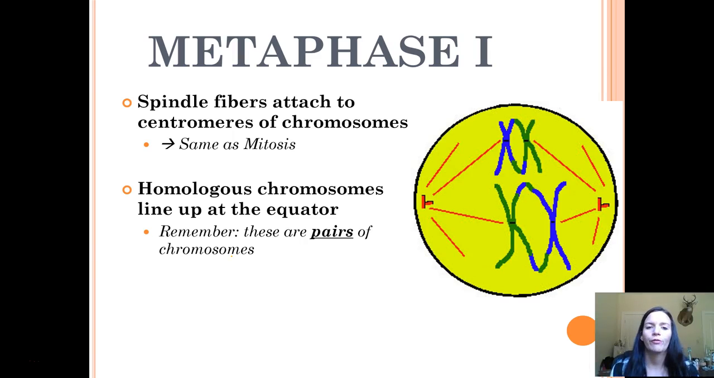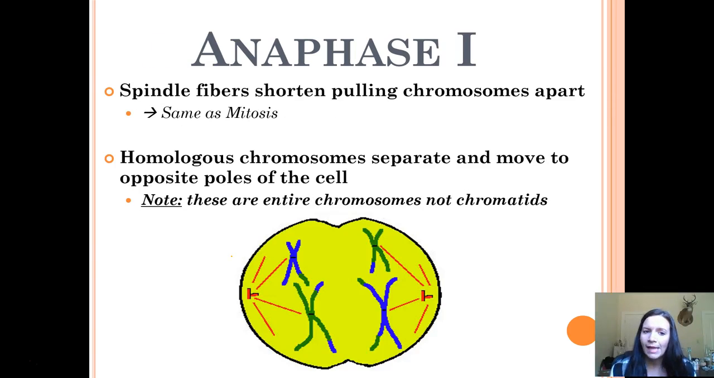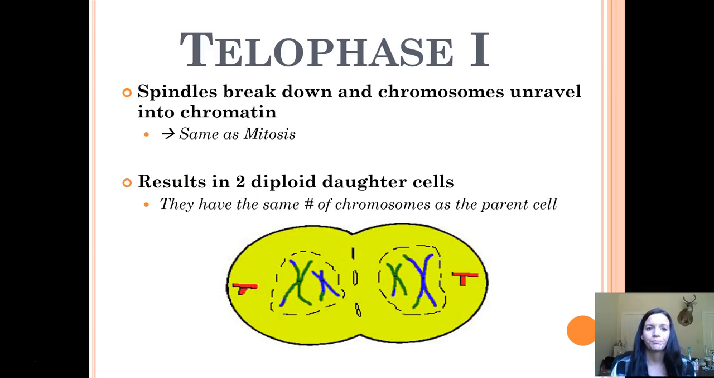Now that we've gone through prophase, let's look at metaphase. Metaphase 1 is when the spindle fibers attach, which is the same as in mitosis, but this time they're lining up double file. They are not in single file, they're in their pairs. Then we move on to anaphase 1, which is when those spindle fibers shorten, they pull them apart, but remember, they're pulling apart the pairs. So these are entire chromosomes moving to the opposite sides of the cell, not chromatids yet.